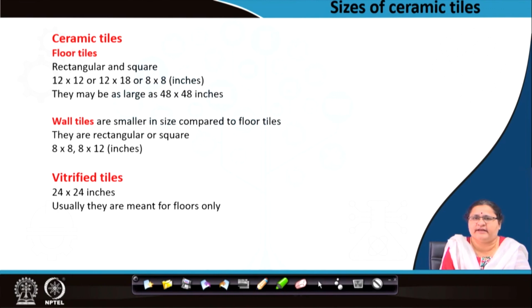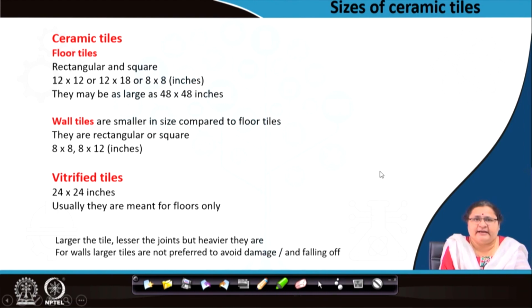But vitrified tiles are bigger, joints are less. It is minimum 2 feet by 2 feet, that is 24 inch by 24 inch, 600 cross 600 millimeter. Larger the tile, lesser the joints, but heavier they are. So, wall tiles are preferred to be smaller to avoid damage and falling off.